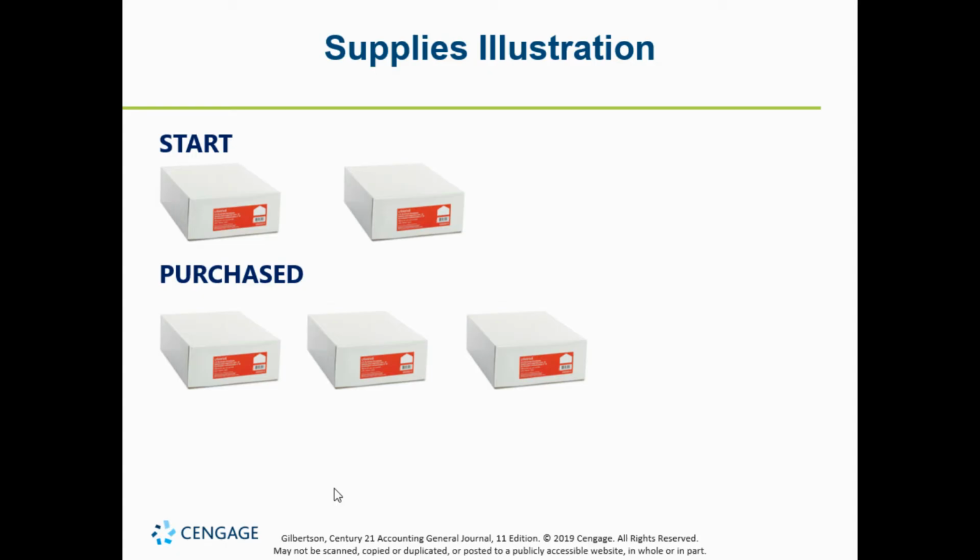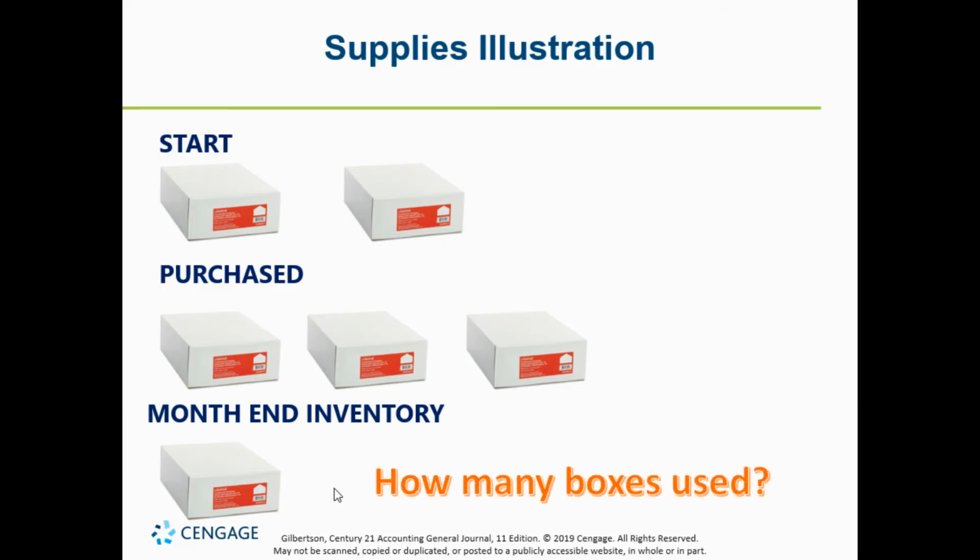All right. Here's an illustration with supplies. So here we start out the month with 2 boxes of envelopes. We bought 3 boxes of envelopes, maybe we had like a big mailer we did or something like that. We bought 3 boxes of envelopes during the month. And we ended up with 1 box of envelopes in our month-end inventory. Well, we started out with 2. We bought 3. Now we had, at some point, we think we had 5. We ended up with 1. How many boxes did we use? Well, we used 4 boxes.